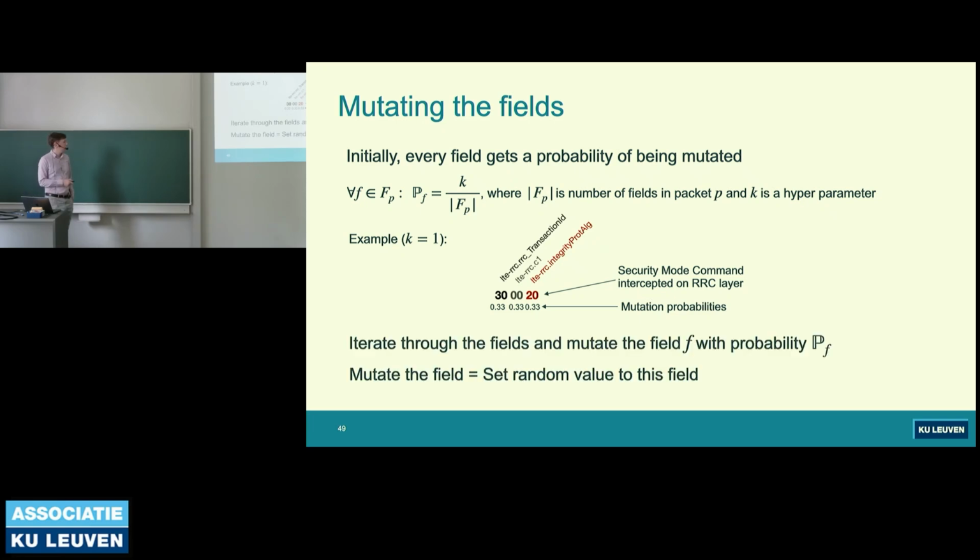And then, when we want to mutate these fields, we just iterate through all the fields one by one, and mutate the field f with the probability that is assigned to this field. So on average, let's say in this packet, there will be 1 field mutated every time. And by mutate the field, I mean just set a random value to the field.